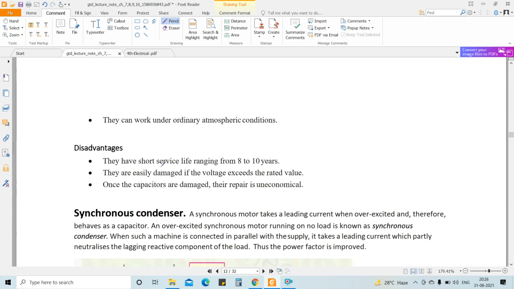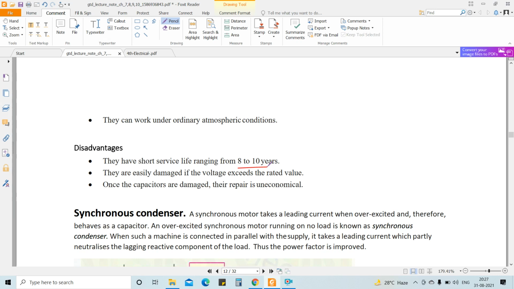Okay, so the disadvantages are they have a short service life ranging from 8 to 10 years. That means after using them 8 to 10 years we need to replace them. Okay, so they are easily damaged if the voltage exceeds the rated value. So once the capacitors are damaged, their repair is uneconomical. That means we must replace them.